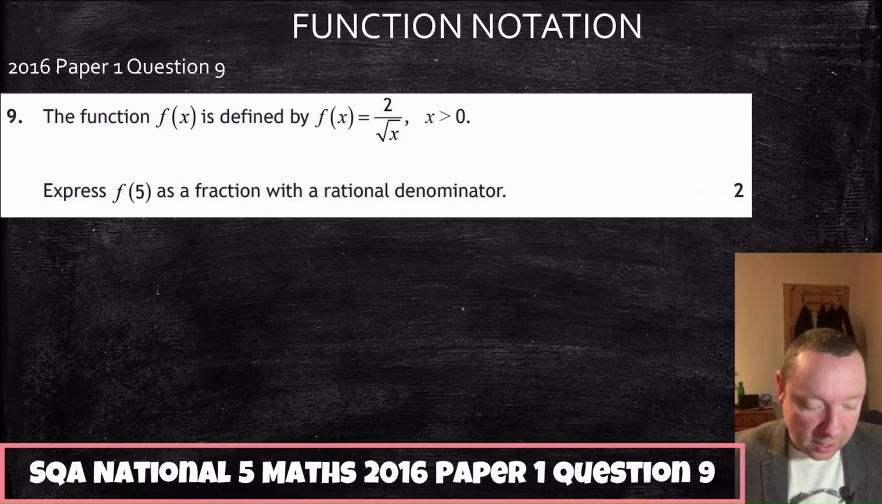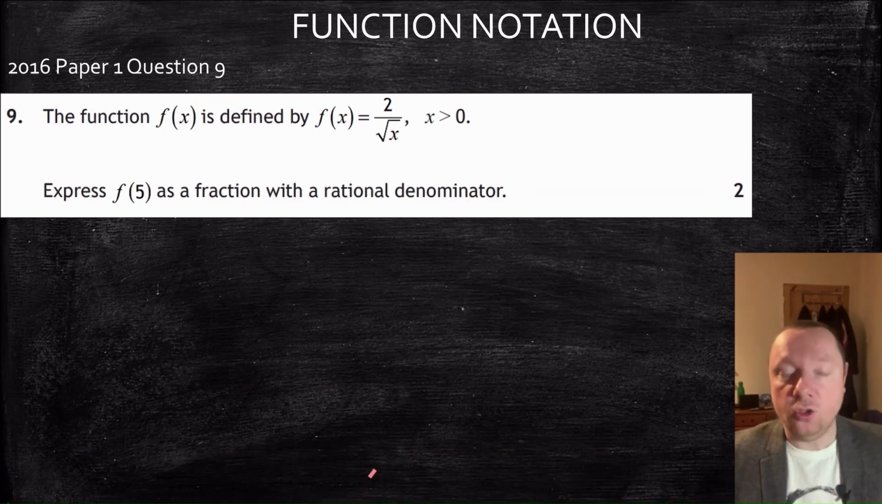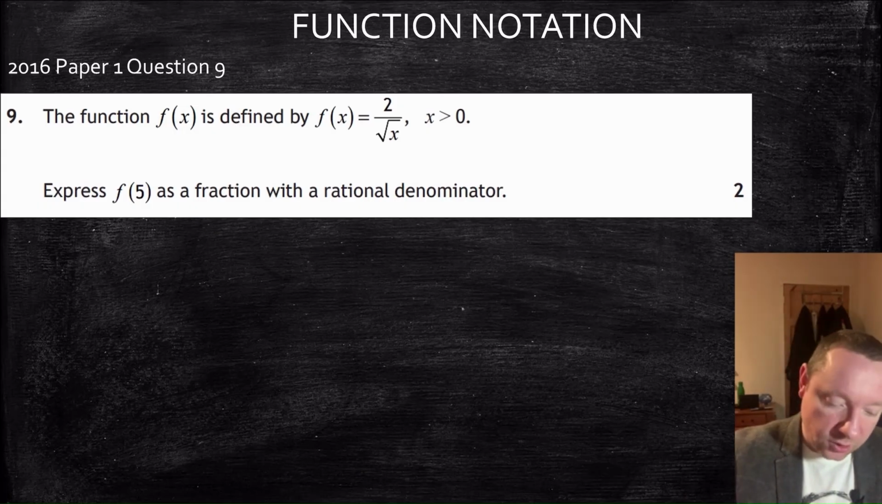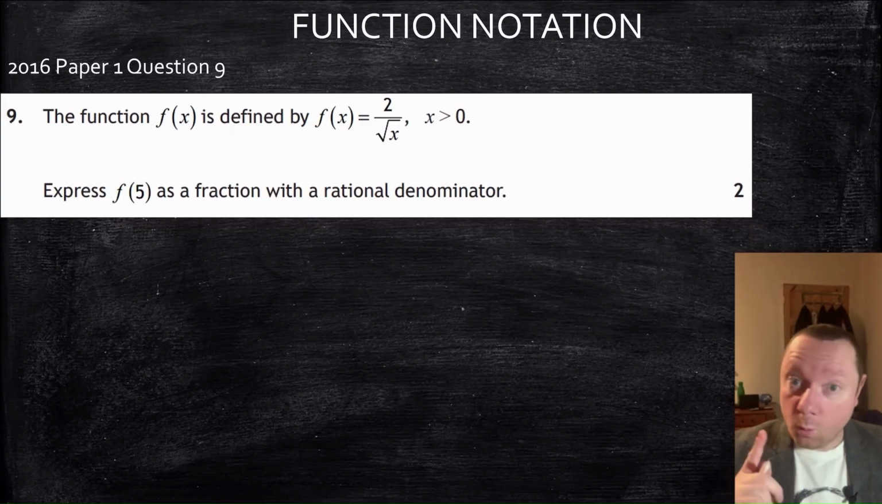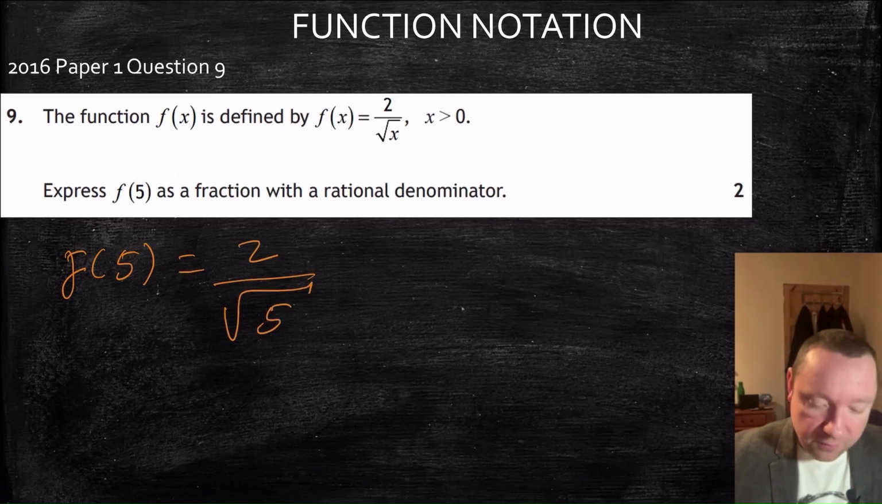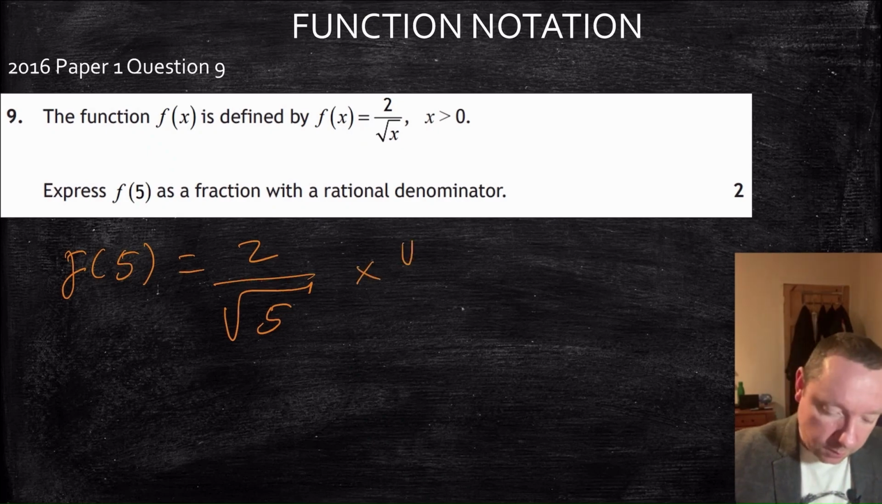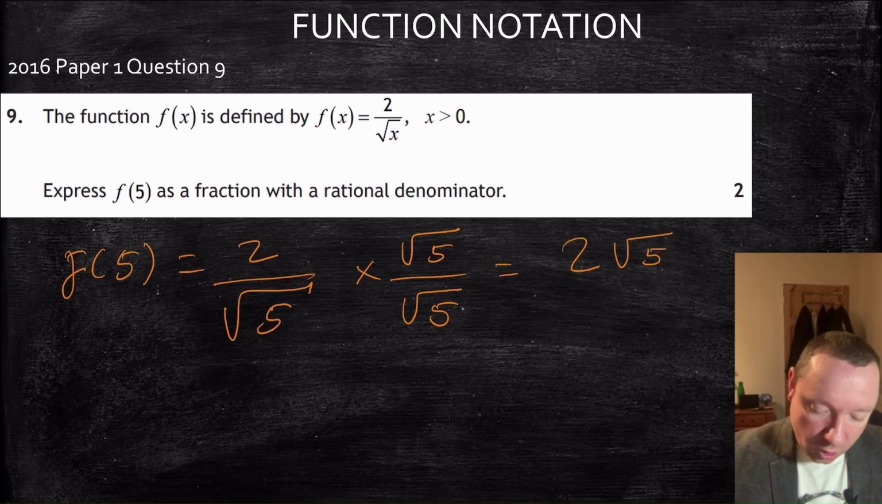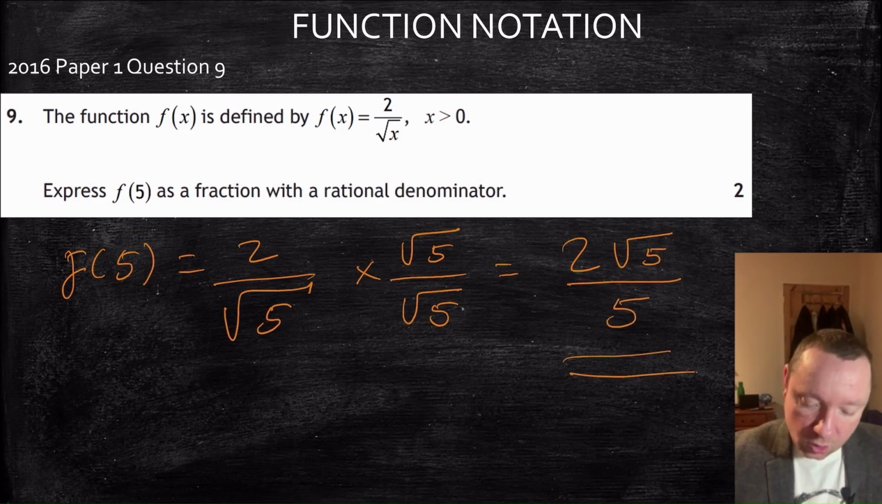The next question says, a function f of x is defined as f of x is 2 over root x. Express f of 5 as a fraction with a rational denominator. So we're coming in with surds here, but we're still the same point for part 1 for 1 mark. All you have to write is f of 5 equals 2 over root 5. And then working that out with surds, times the top and bottom by root 5 to rationalise the denominator. We get 2 root 5 on the top over 5 on the bottom, and that is as simple as it's going to get. So we're okay.